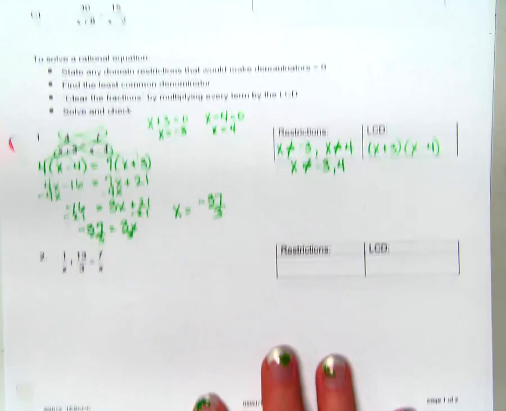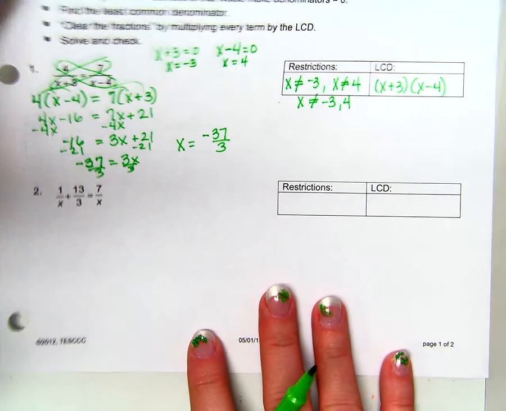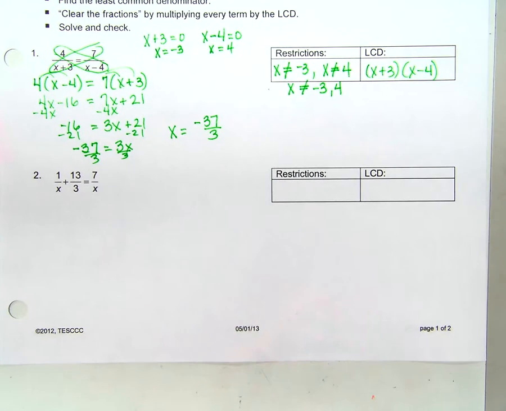Okay? Because look at number 2. Can we cross multiply on this problem? Why not? It's not just two fractions that equal each other. Excellent. Okay? So how do I want to do this problem?